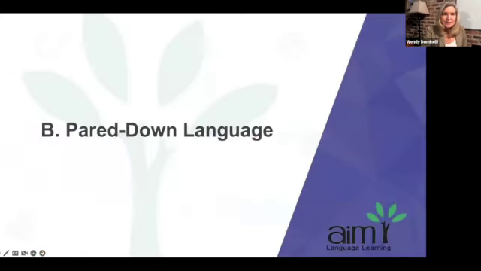So let's just move forward here a little bit to the pared down language. I did mention, I believe, most of what we need to know on a basic level with respect to the pared down language, that it's based on scope and reliability and frequency. It is one of the key components of this methodology that really ensures success. As I mentioned earlier, less is more in language teaching, in my opinion.